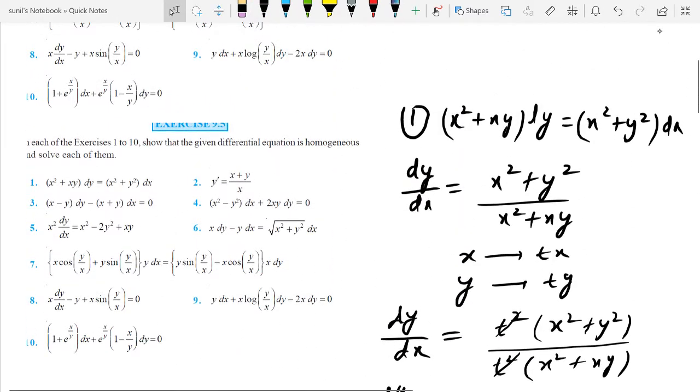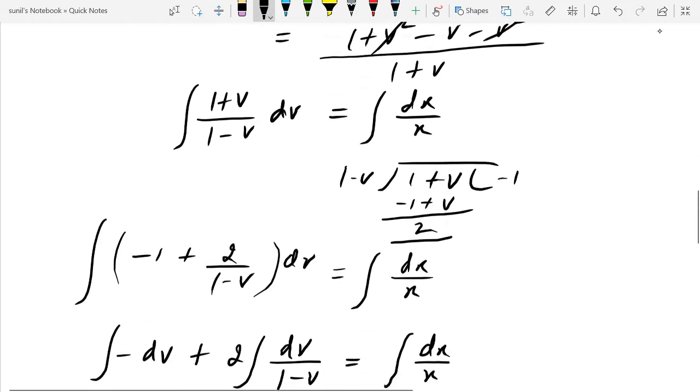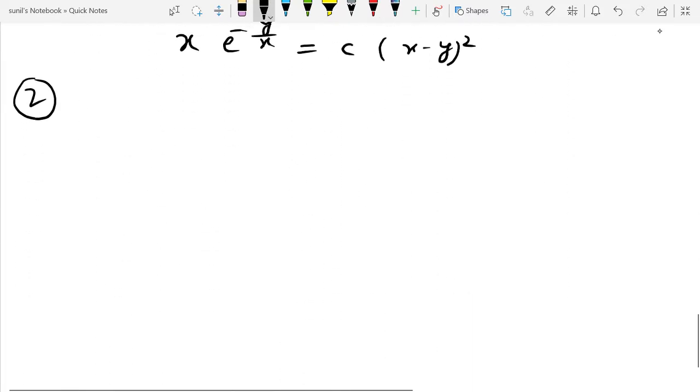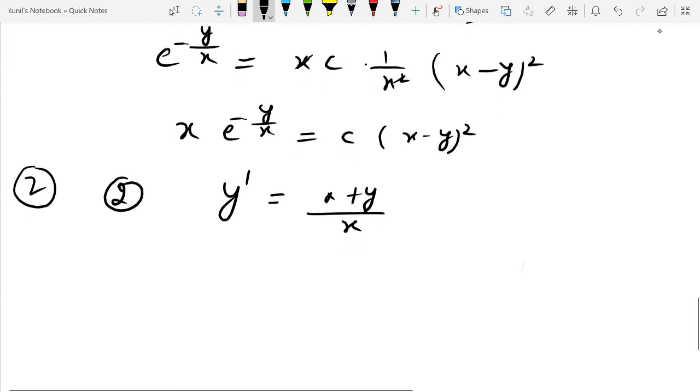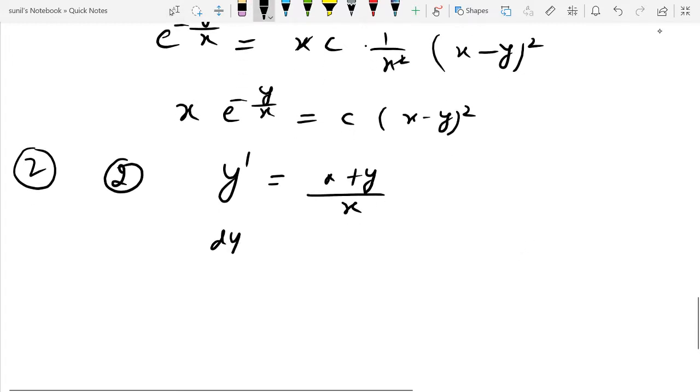That is question number 2: y dash is equal to x plus y upon x. Now see how you are going to solve this. It is a very easy question. We can write this as dy by dx equal to 1 plus y upon x. Clearly it is a function of y upon x, and its degree is 0.